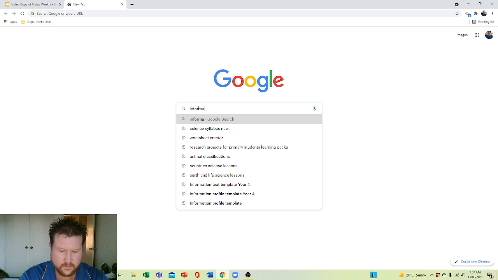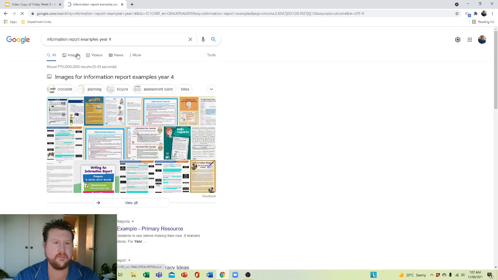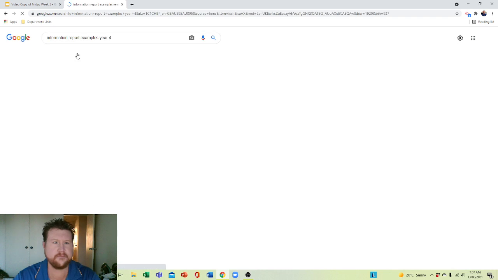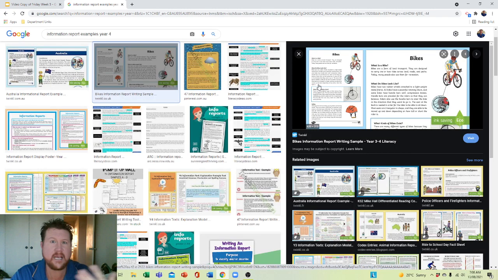Let's go up a notch. It's painful. You go to images. Look, all these give you details of what information reports are like. What are information reports about? As you can see, they have a actual heading, they have subheadings, and little bits about them. This one has pictures in it. You can use pictures and things, and information. There's so much on it.